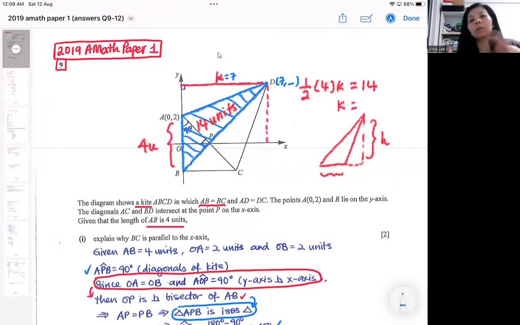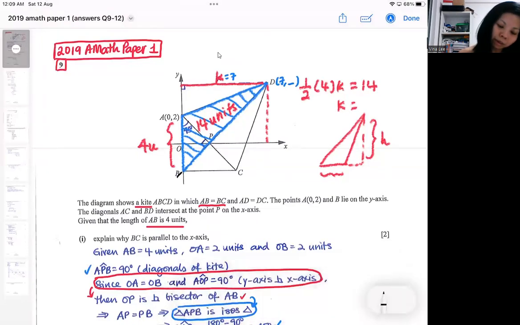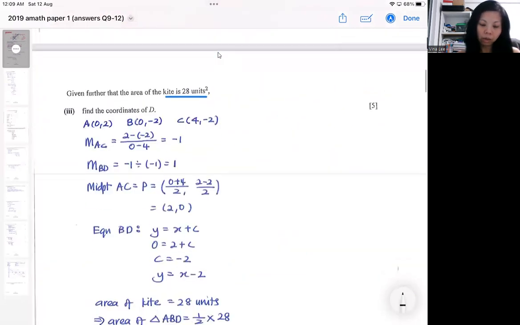So I'm trying to use a triangle instead, so I will do half times base times height. From here, I already can tell the x coordinate of D. Then subsequently, I'm going to find the equation of the perpendicular bisector. So this is the perpendicular bisector of AC. So I'm going to find BD as the perpendicular bisector of AC.